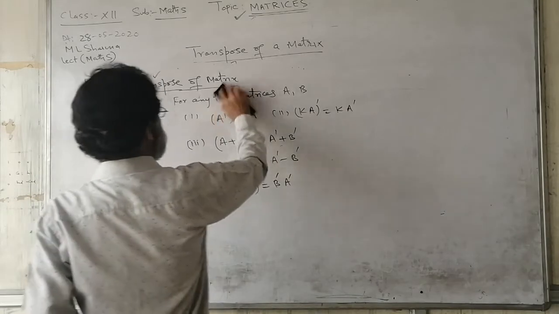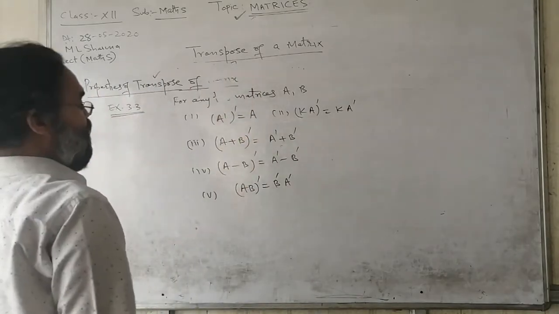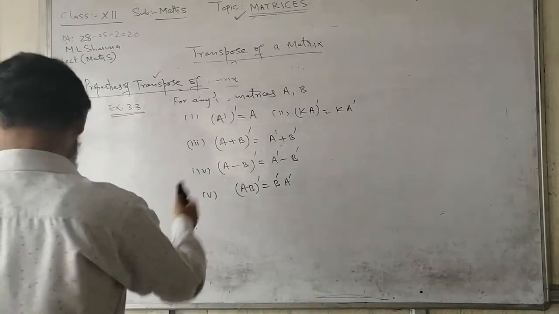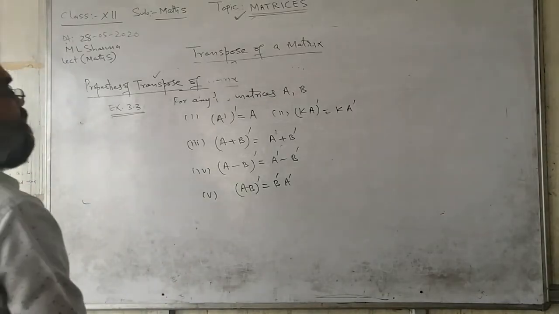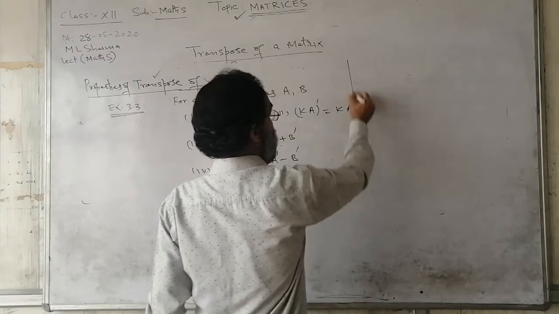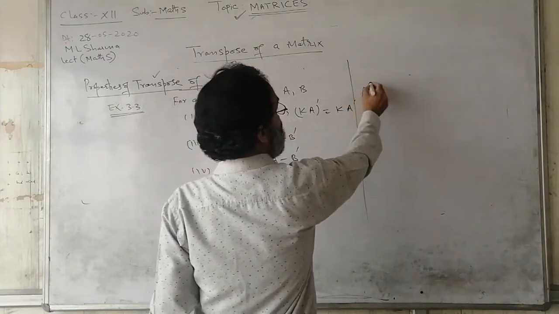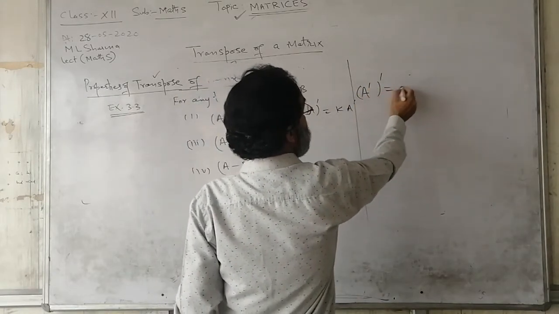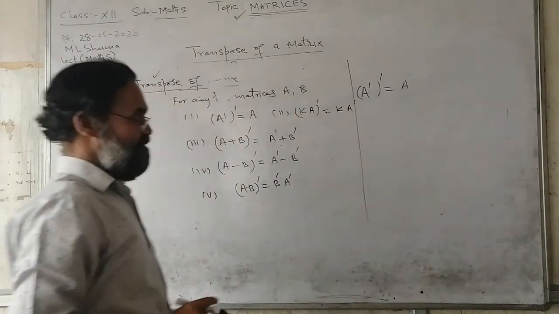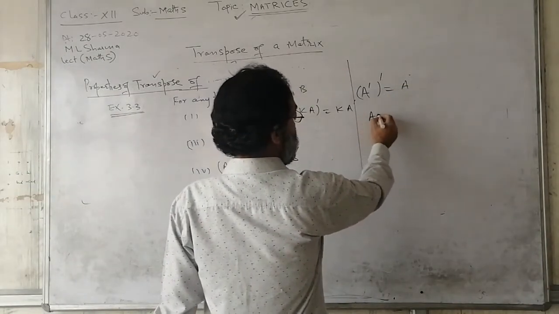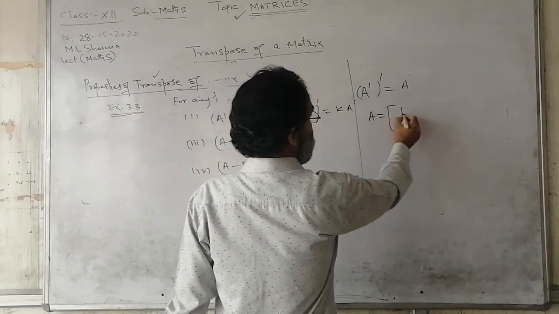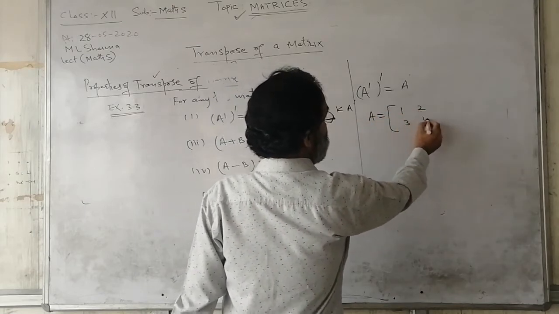So very first question, these properties can be verified. Very simple. Suppose I have to verify this property, transpose of a transpose is equal to the original matrix, where A is a matrix. So I can take the value of A as 1, 2, 3, 4.